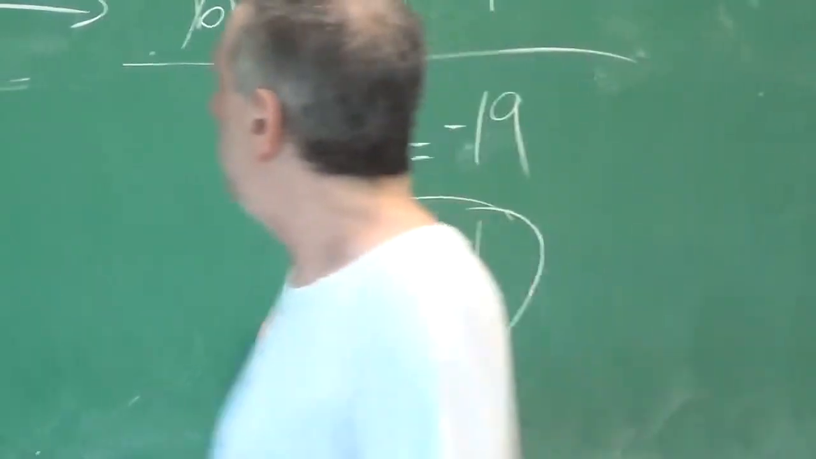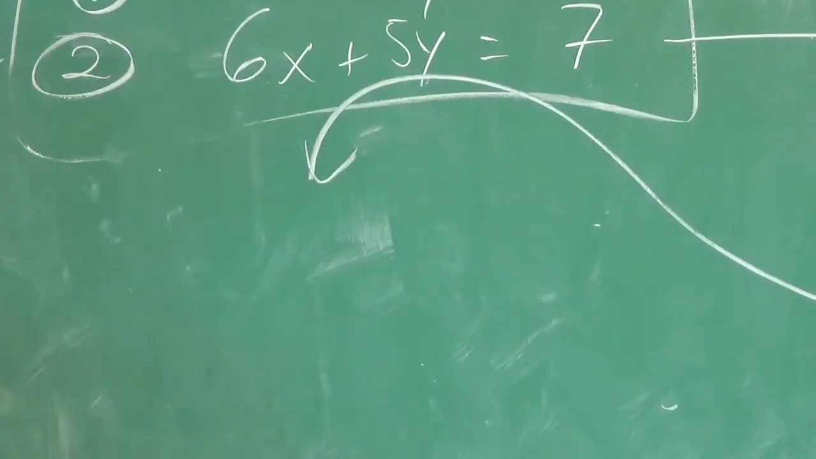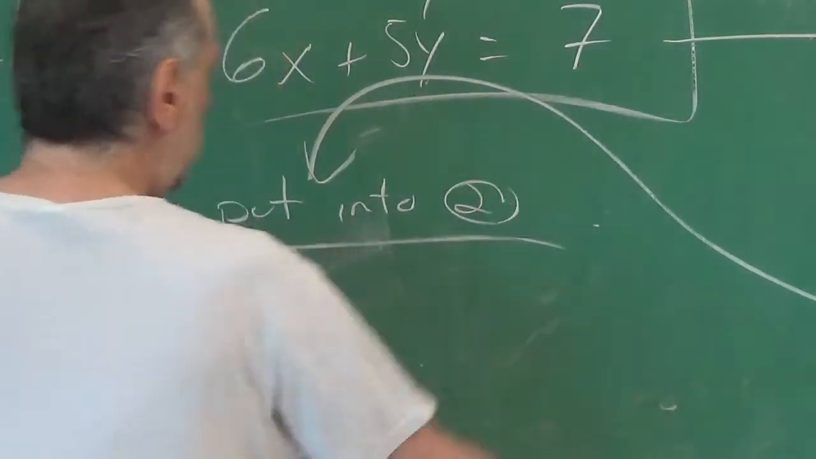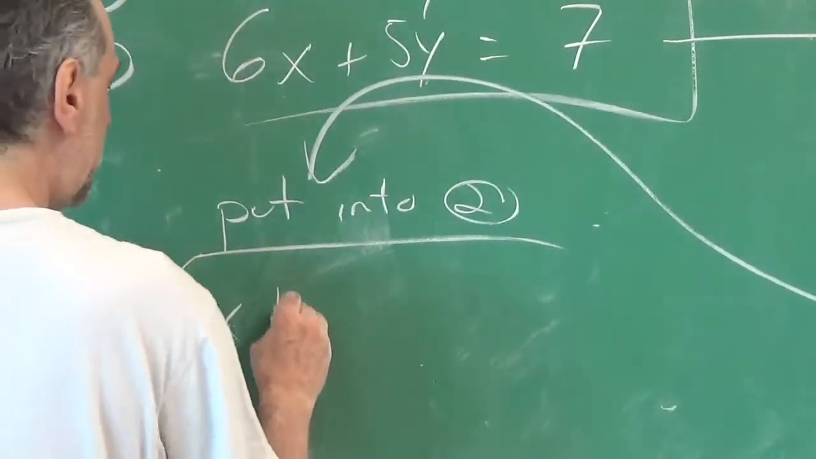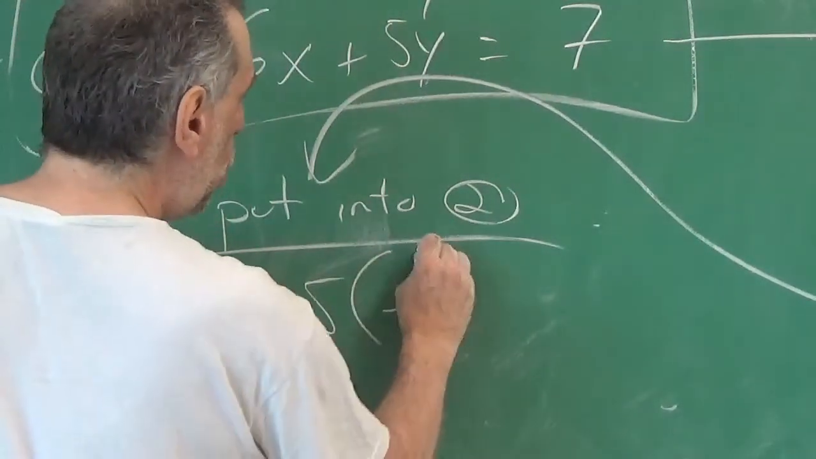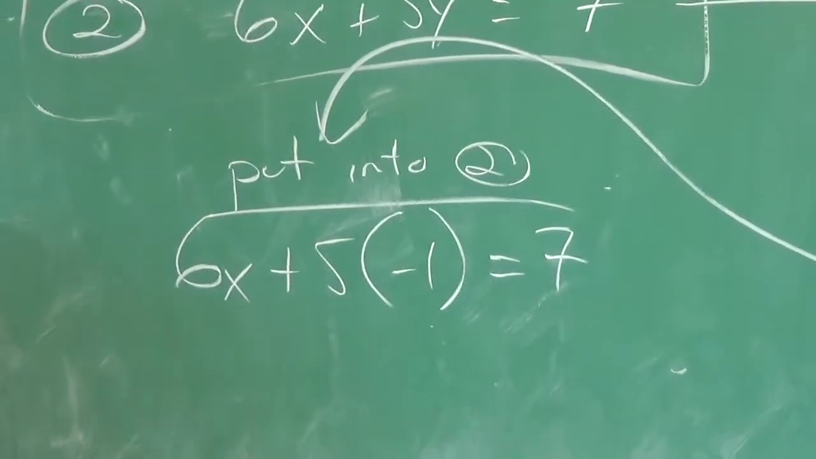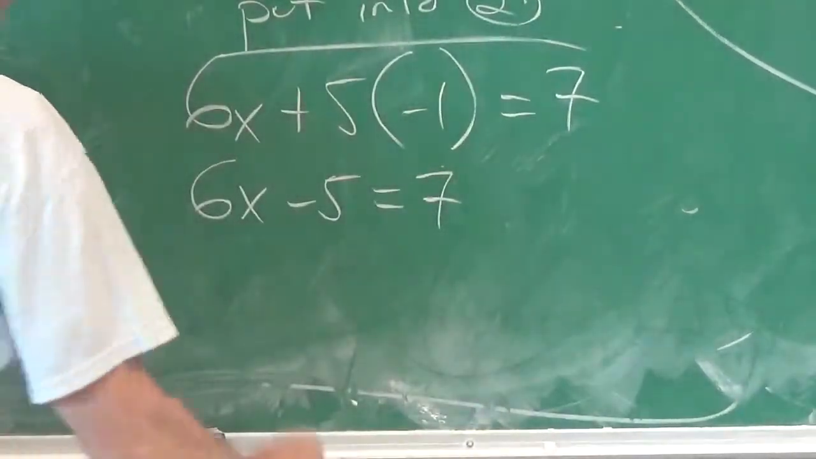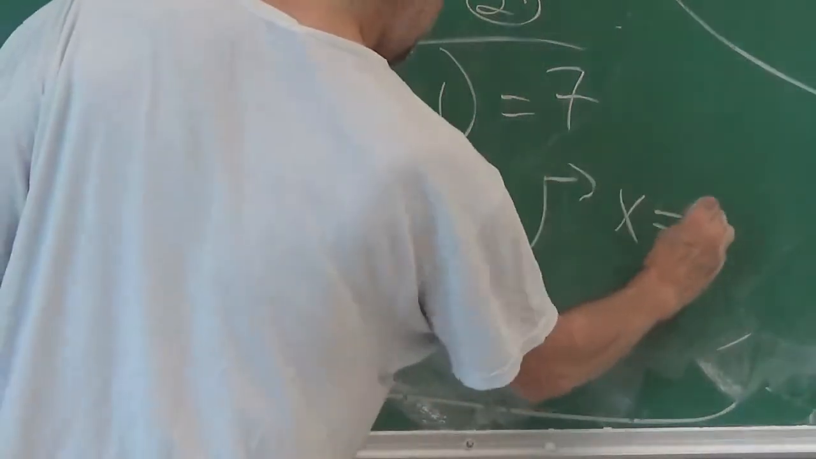Now we come back and put this into either equation, either 1 or 2. We'll put it into, I don't know, we'll put it into 2 this time, just to change things up a little bit, and solve for x. So we get 6x plus 5 times y equals 7. Hopefully at this point, pretty simple. One variable linear equation. We add 5 to both sides, and we divide by 6. And now we have our answer.